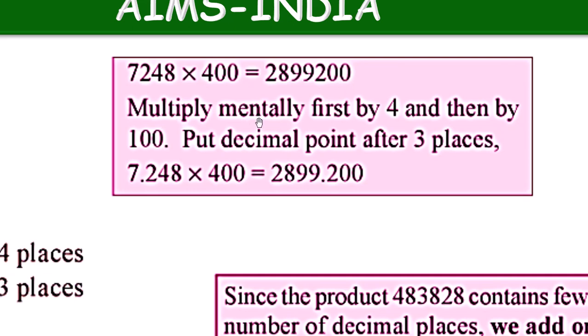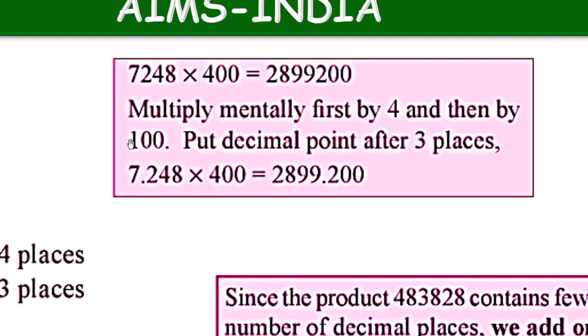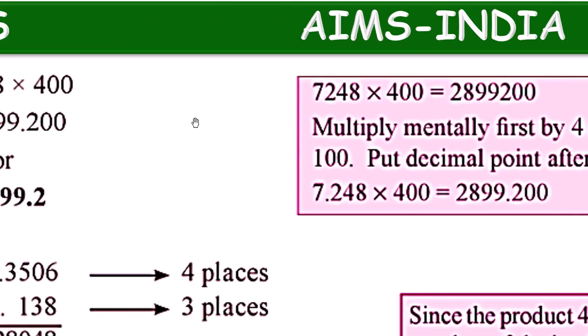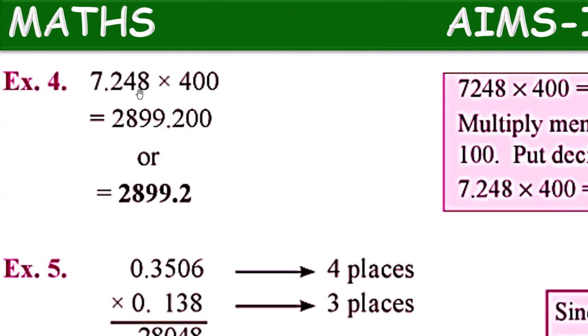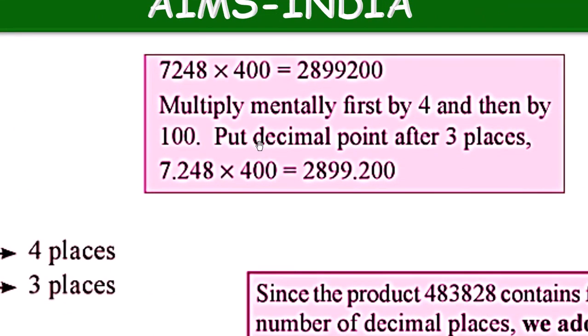So, we have to multiply mentally first by 4, then by 100. After that, what is in the question? 7.248, the point is there. After that, how many decimal places are there? Here 3, here 0. So, total how many? 3 plus 0, 3 decimal places. 1, 2, 3. After 3 decimal places, we have to keep a point.